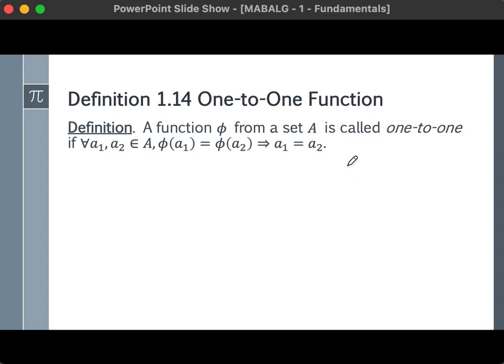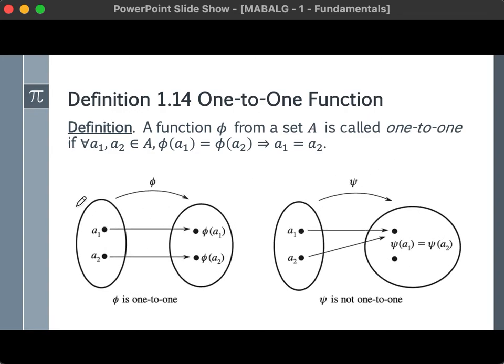So that is what we have as a one-to-one function. So phi is one-to-one here because for every element a sub 1, it will give us a phi which is a sub 2. And for every element a sub 2, it will give us an element which is in the range of phi, a sub 2. Rather, a sub 1 gives a mapping of phi a sub 1.